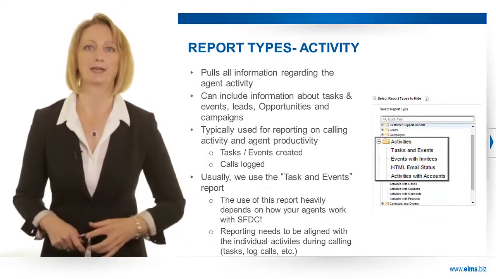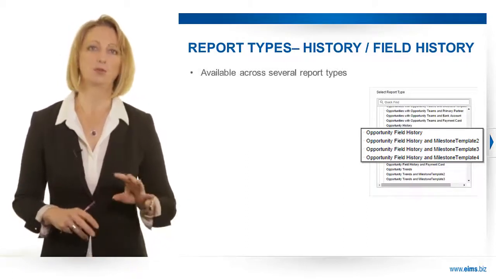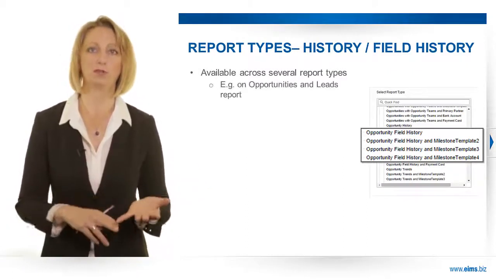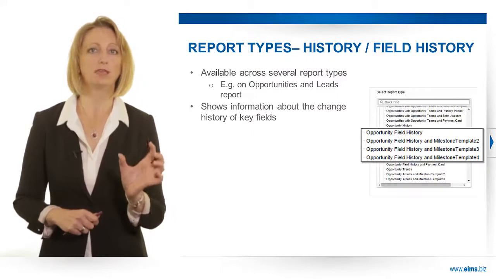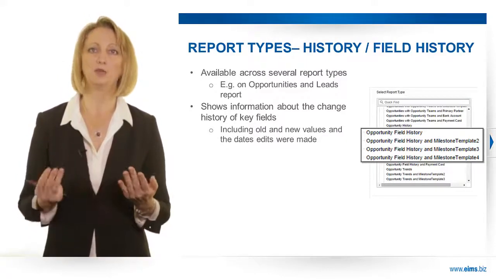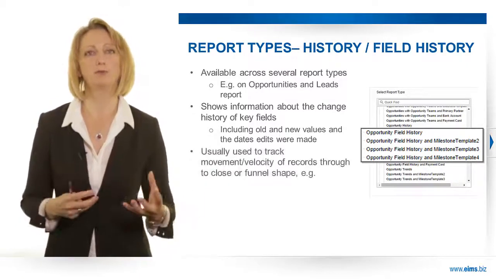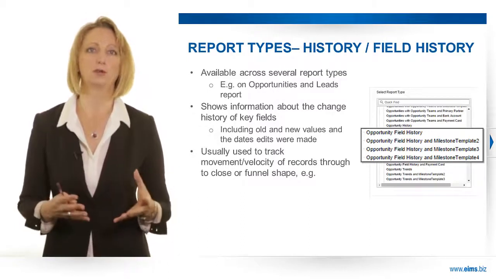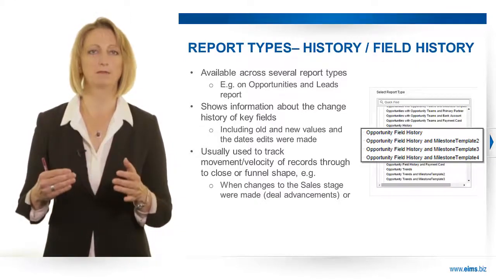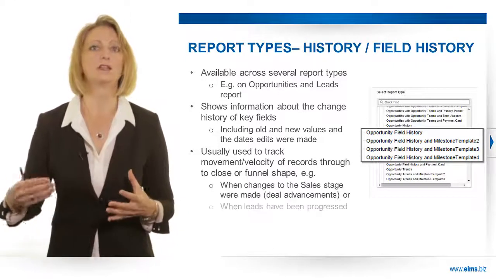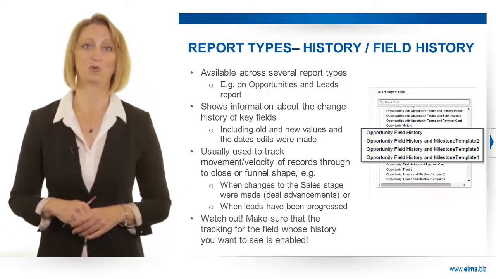And finally, a subcategory, the history or field history reports. Those are available across several report types, for example, on the opportunities and leads report. It shows information about the change history of key fields, including old and new values, and the dates edits were made. And this is usually used to track movement or velocity of records through to close or the funnel shape. For example, when changes to the sales stage were made, so deal advancements, or when leads have been progressed. Watch out, make sure that the tracking for the field whose history you want to see is enabled.